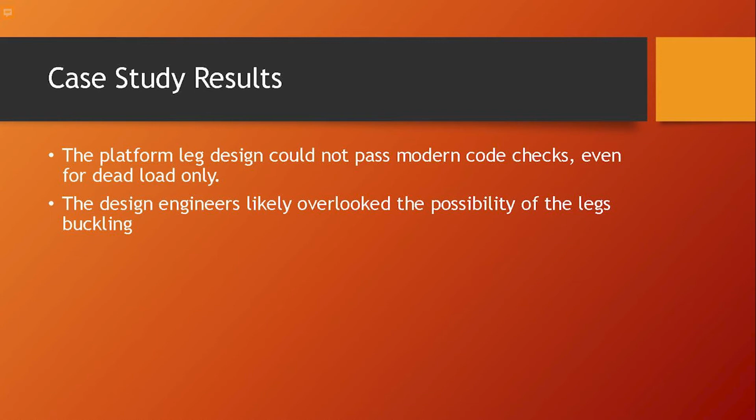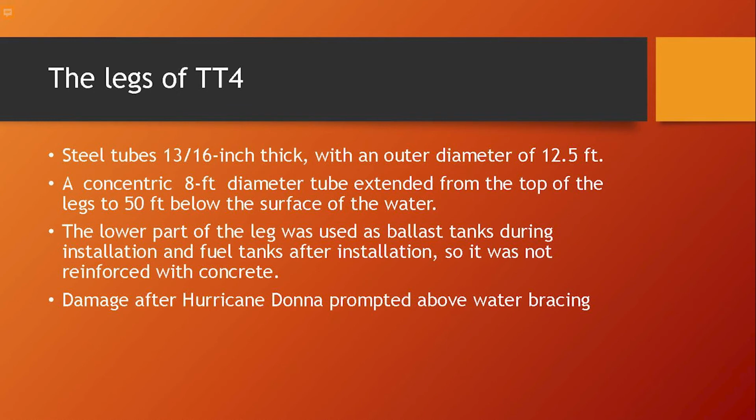The case study also reported that many structural members were loaded beyond yield. This explains the extensive damage suffered during Hurricane Donna. It is incredible that the tower didn't fall down during that storm. It is likely that the design engineers overlooked the possibility of the legs buckling.